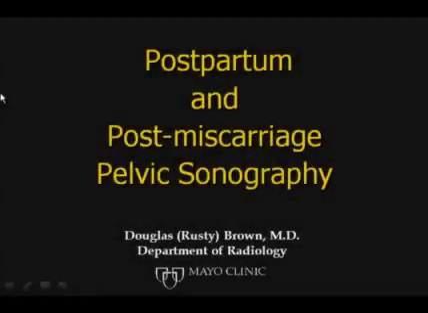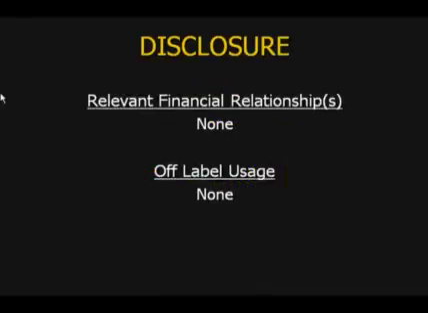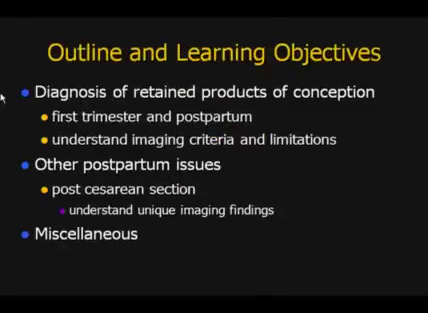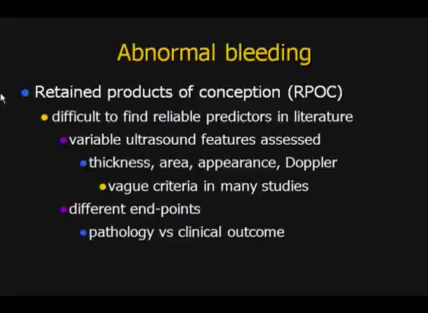Hey, we're going to be talking about pelvic ultrasound in the postpartum and post-miscarriage patient today. The main things we're going to talk about are diagnosis of retained products of conception, both in the first trimester patient and the postpartum patient. We'll talk about the imaging criteria that you can use and the limitations of those criteria. And then we'll look at a few other postpartum issues, particularly the post-cesarean section patient and some unique imaging findings related to those patients, and then a few other miscellaneous topics at the end.